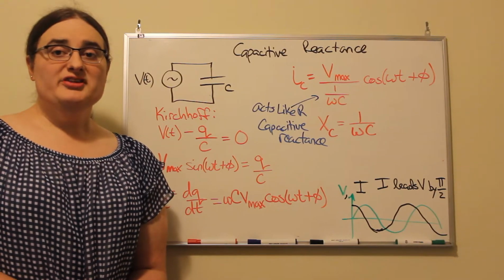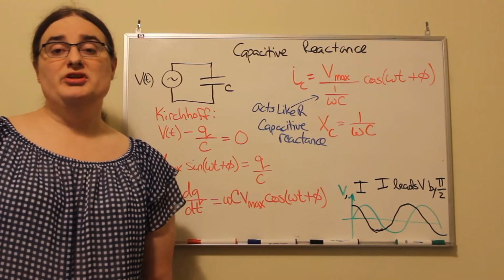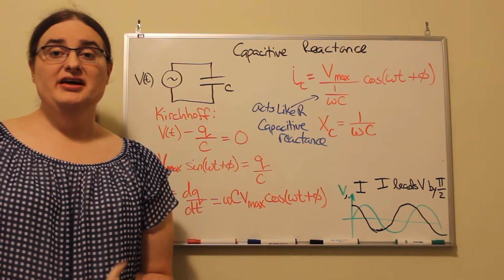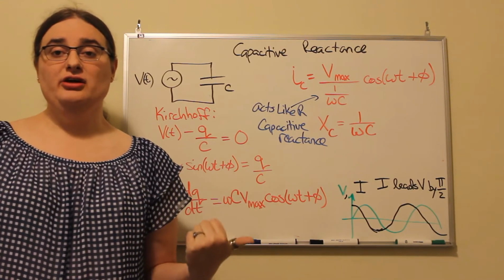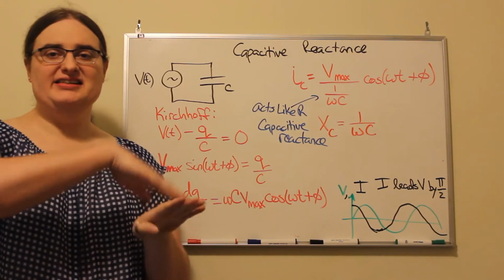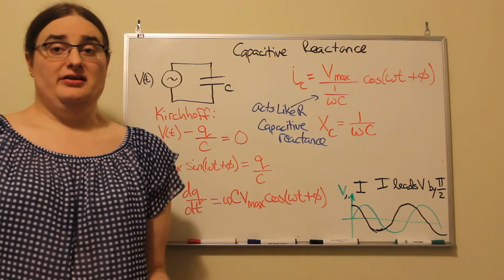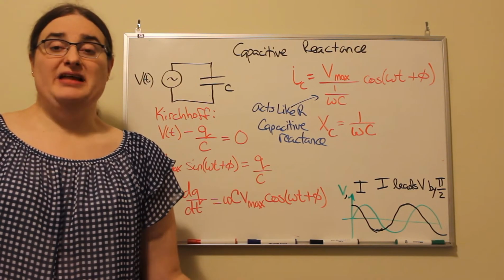Hi, I want to talk about the property of capacitive reactance when we're dealing with AC circuits. Now, if you take a capacitor and hook it up to a battery, the battery is able to almost instantly separate the charges on the plates of the capacitor, and then we're done. We've energized the capacitor, that's it.